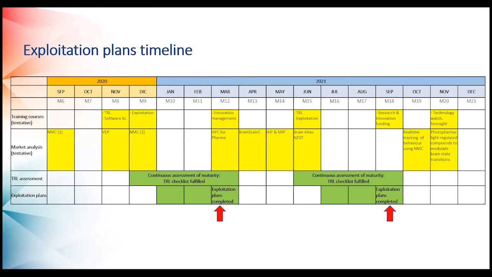And then for March, more or less, we will have the analysis of supercomputers for pharma, and then sequentially we will address brain scale, MIP, brain atlas, NEST, real-time tracking with neuromorphic computing, and the photopharma report. So that is the timeline. We will have some opportunities for questions and suggestions on this calendar in the questions time in some minutes.